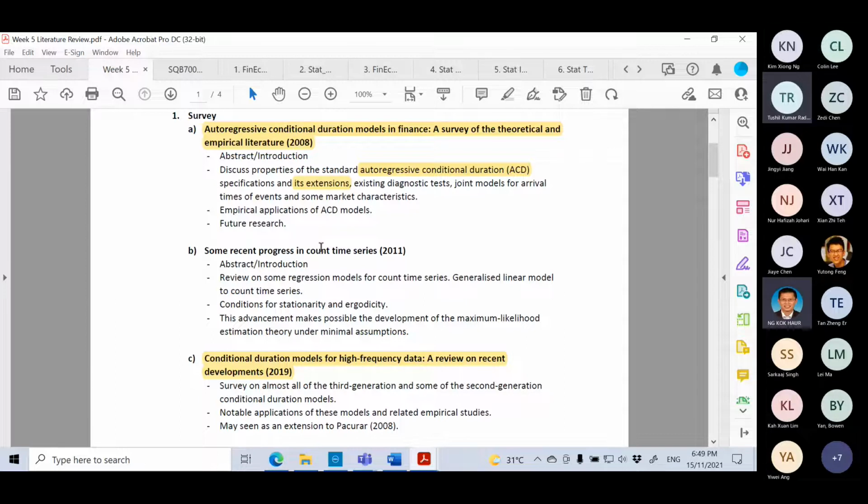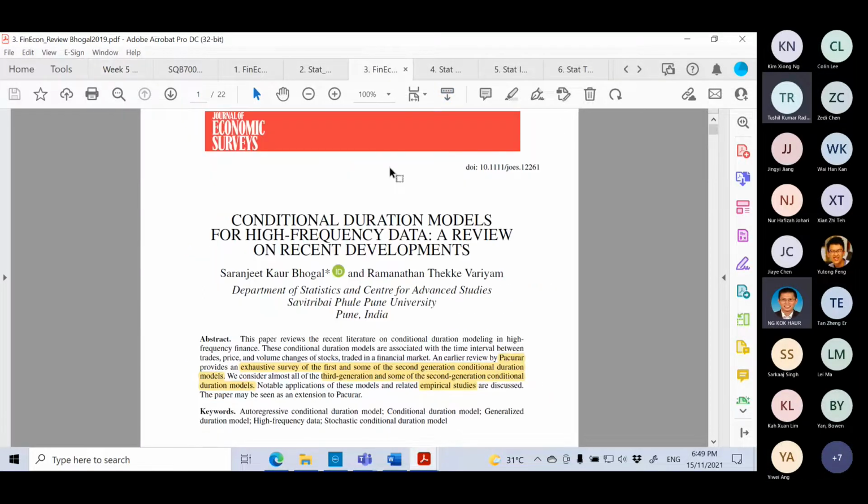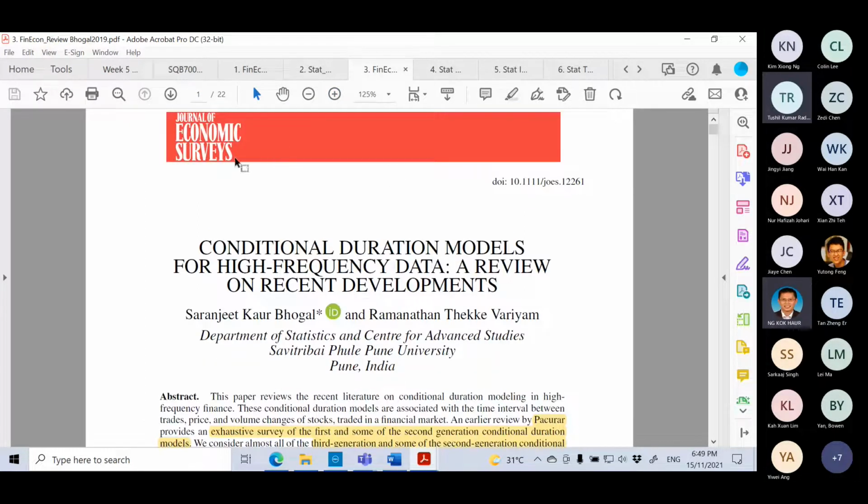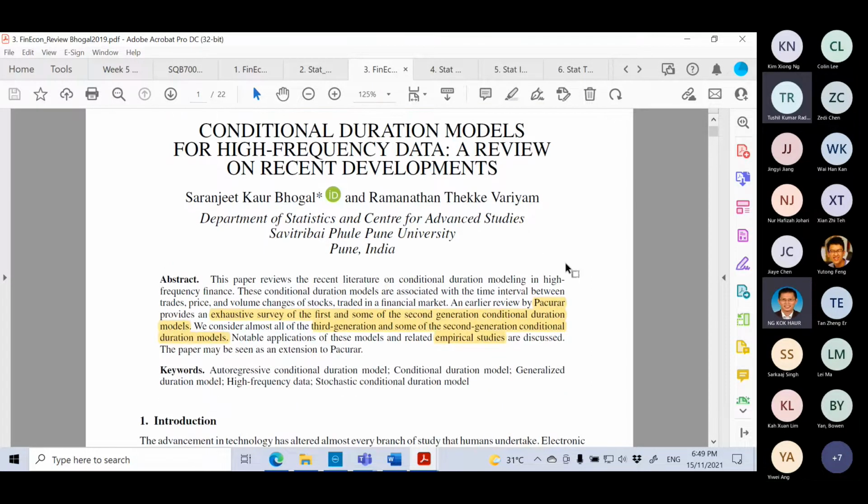The third survey paper is related to the first one, where they do the extension here. This is why they are able to publish it, because they survey more. This is a paper they published in the Journal of Economic Surveys. What they have surveyed, as they claim, is that an early view by Bauwens provides an exhaustive survey on the first and some of the second generation.